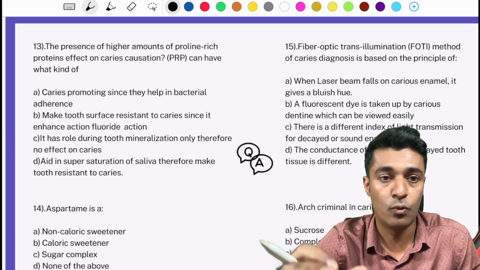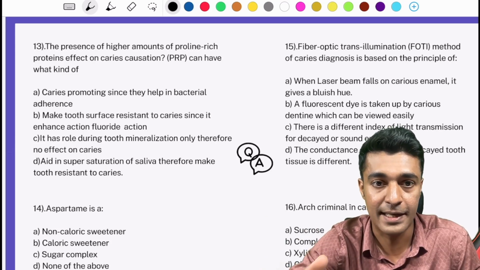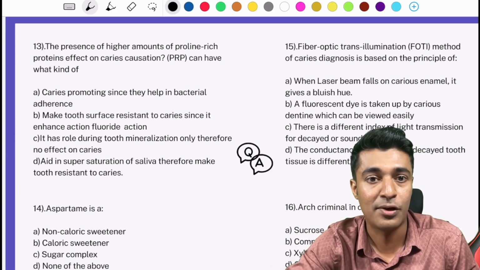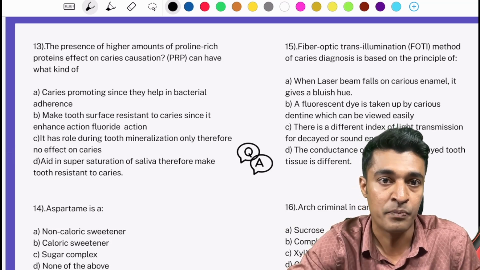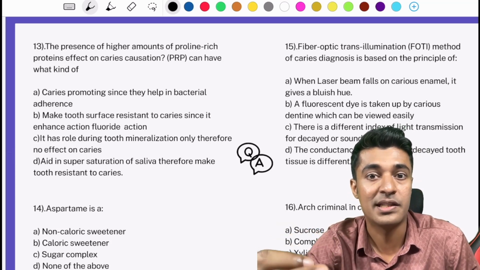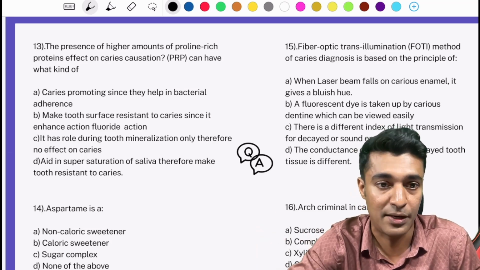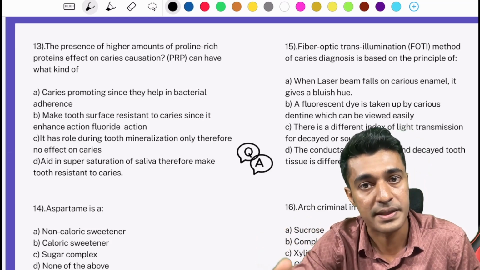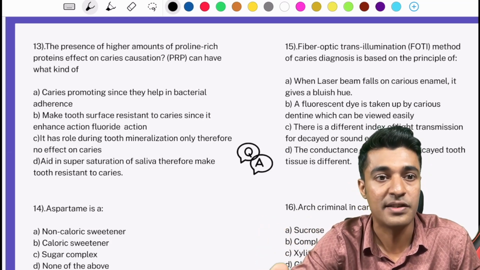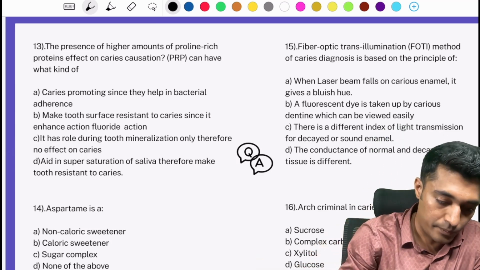So what the PRP does is that PRP bonds to the hydroxyapatite in the saliva. Therefore, the hydroxyapatite is not lost from the saliva and the saliva becomes supersaturated with hydroxyapatite, making the tooth resistant to caries. So the answer for this is 13D.